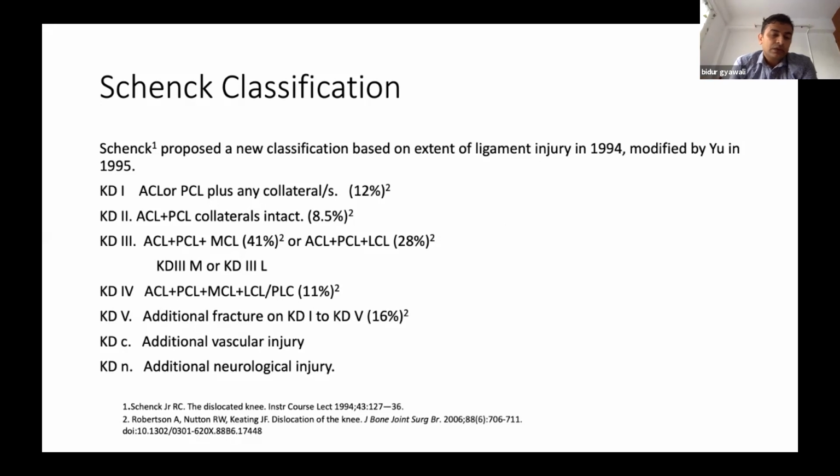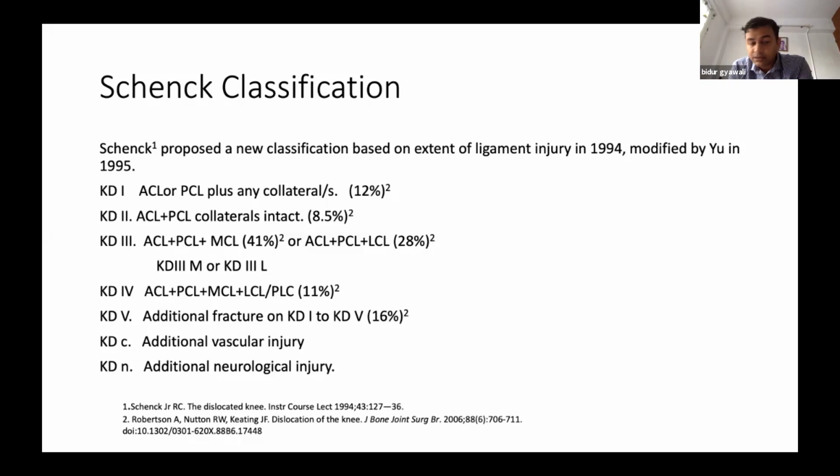And KD2 is the bicruciate injury. Only the ACL and PCL are injured. The collaterals are intact, and it constitutes about 8.5% of the overall knee dislocations. The most common types are the KD3 type injuries, in which ACL, PCL bicruciate injuries plus either the MCL or lateral collaterals are injured. ACL, PCL plus MCL injury constitutes about 41% of the overall dislocations, and ACL, PCL plus lateral collateral constitutes about 28% of the overall dislocations.